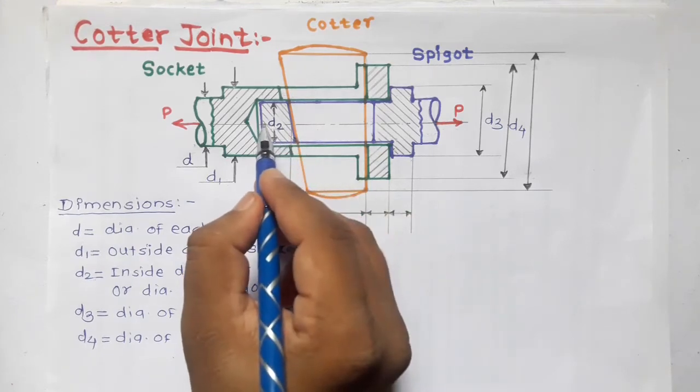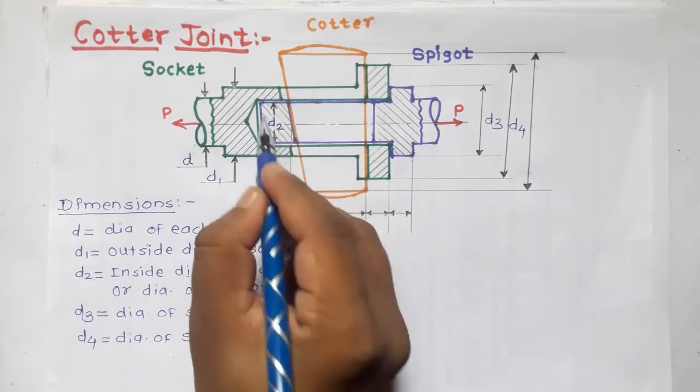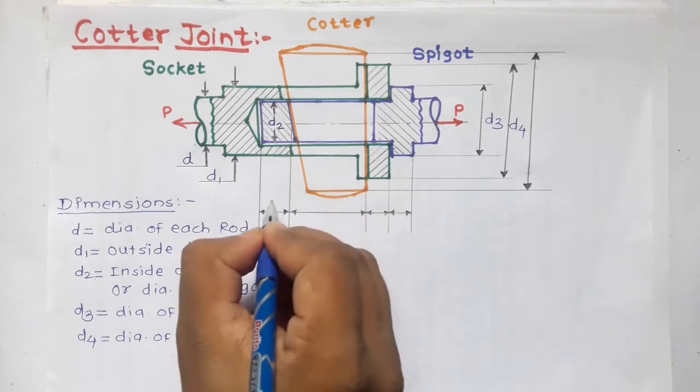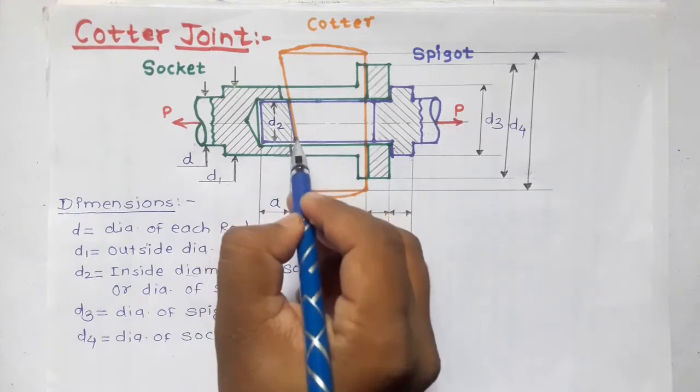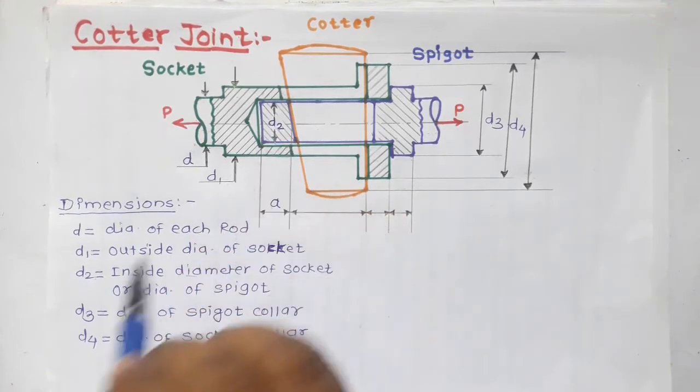Now we have to consider the distance between end of slot and end of spigot, and this distance is denoted by small a. So small a is the distance between end of slot and end of spigot. So let us write this.